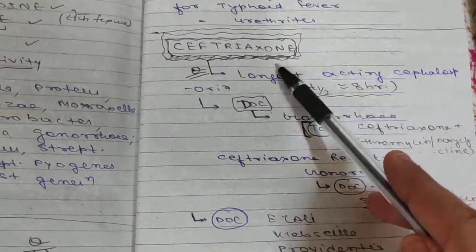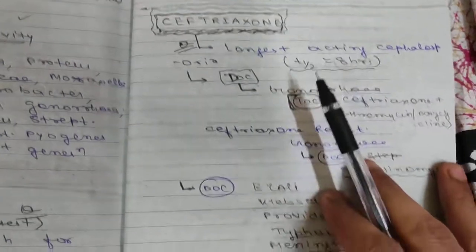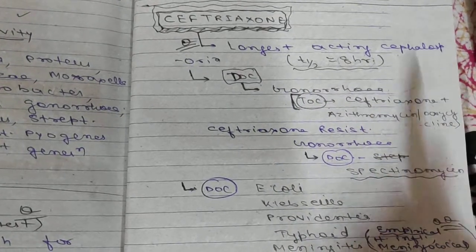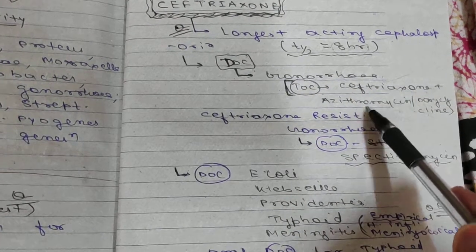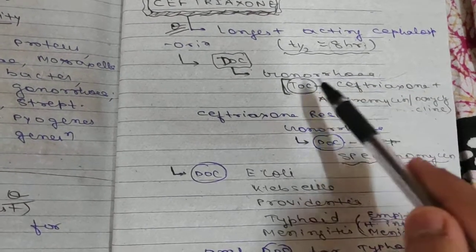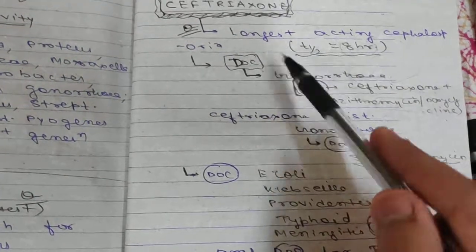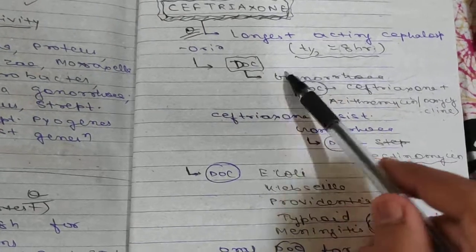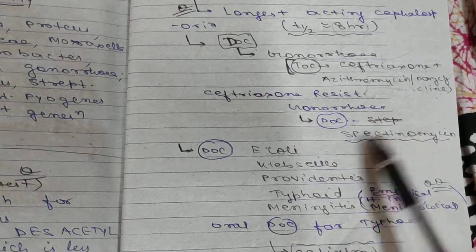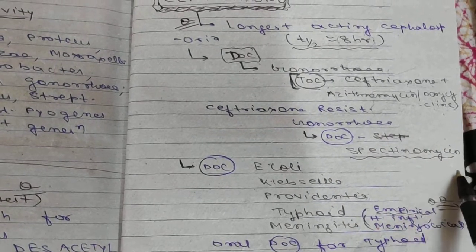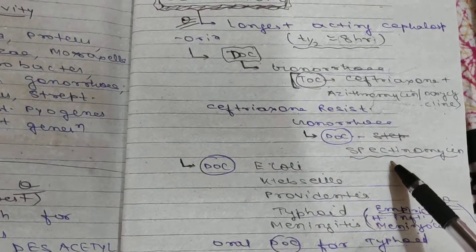Now the next drug is ceftriaxone. This is the longest acting cephalosporin. T half is about 8 hours. It is the drug of choice in cases of gonorrhea. But the treatment of choice for gonorrhea is ceftriaxone plus azithromycin or doxycycline, and the drug of choice among these is ceftriaxone. Now for ceftriaxone resistant gonorrhea, the drug of choice will be spectinomycin.